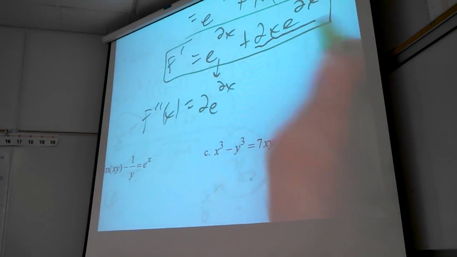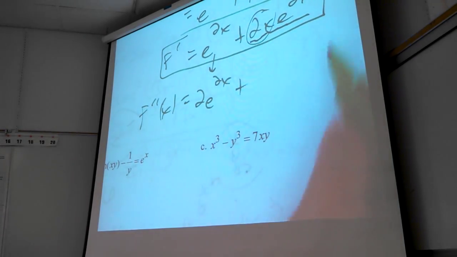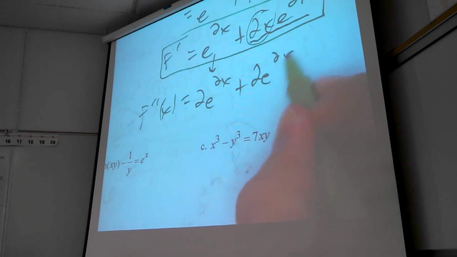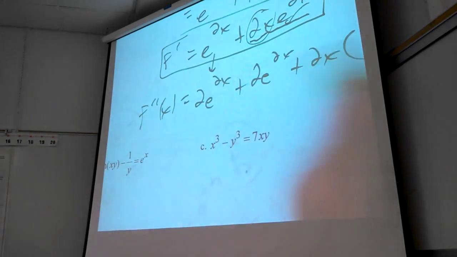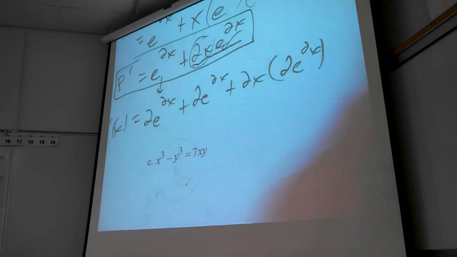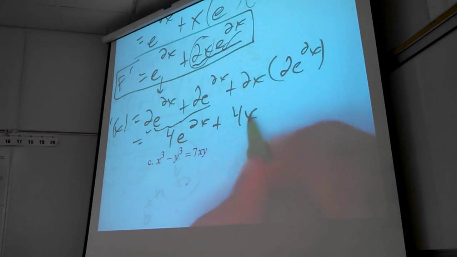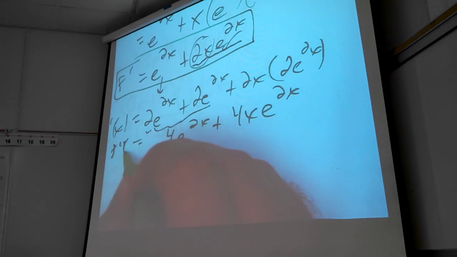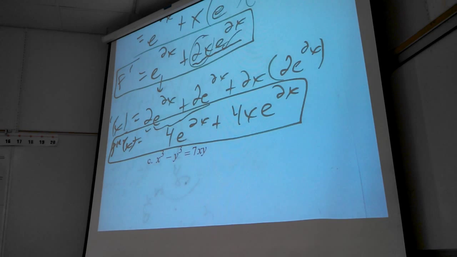And what has to happen here? Kick ass. So the derivative of 2x is 2, plus 2x times the derivative of e to 2x, which is 2e to the 2x. So I get 4e to the 2x plus 4x e to the 2x. That's f double prime. And then you could take even more derivatives after that.